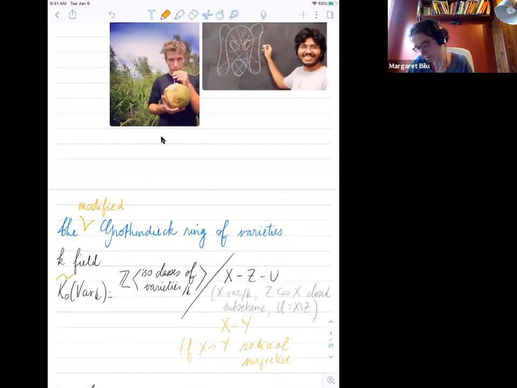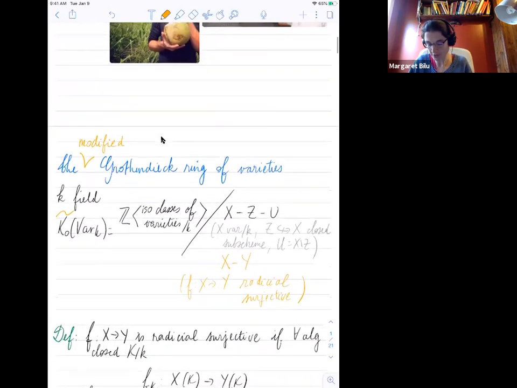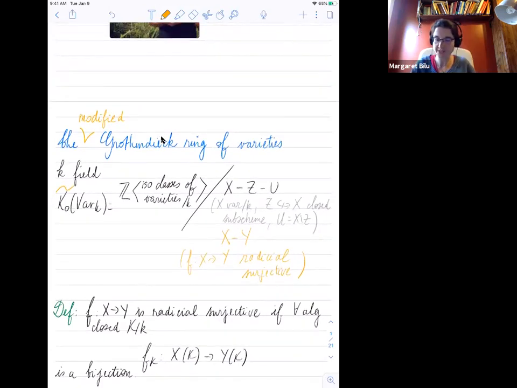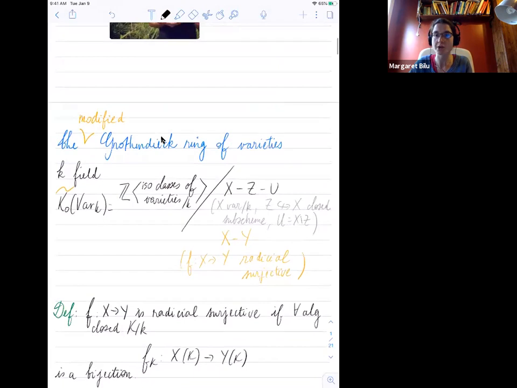And what this means, there are two natural definitions for this. The one that is most useful in our case is this one. So f from X to Y is radicial surjective if for any algebraically closed extension of little k, the induced map on the big K points is a bijection. So it induces bijections on all geometric points.